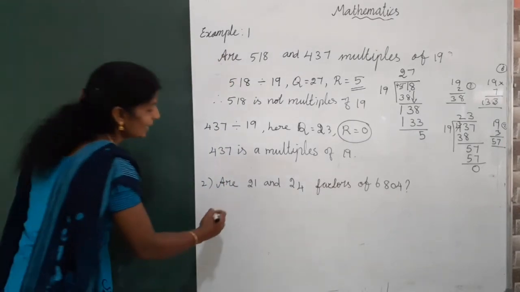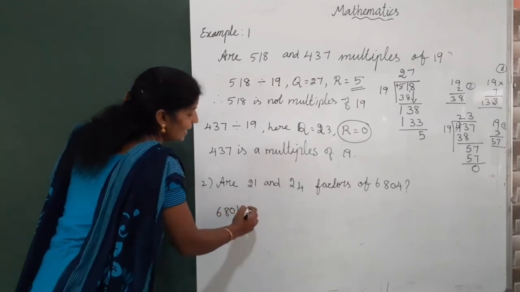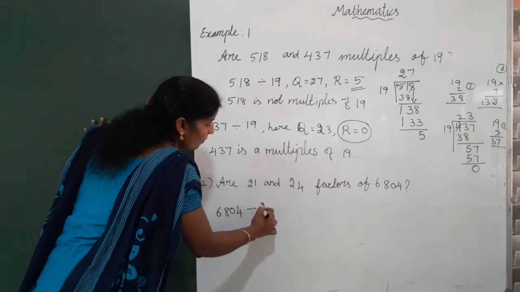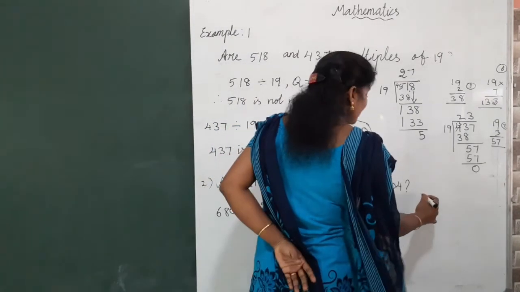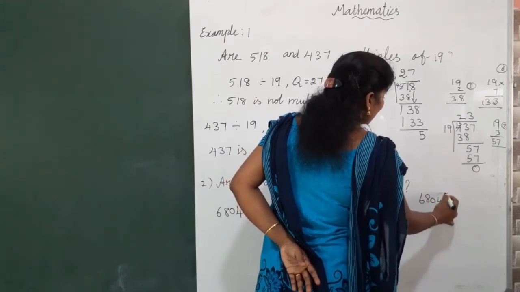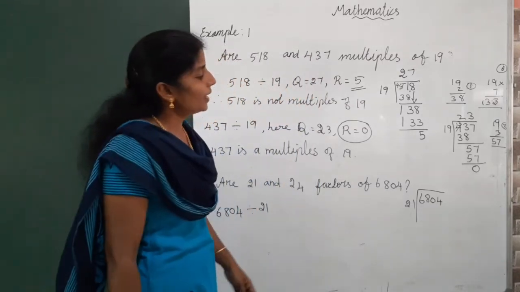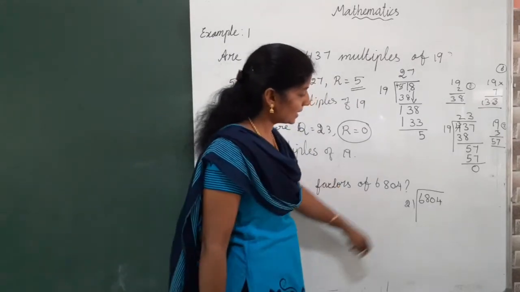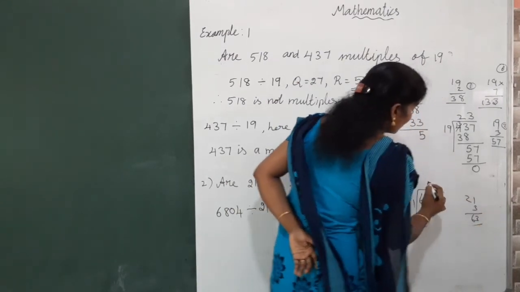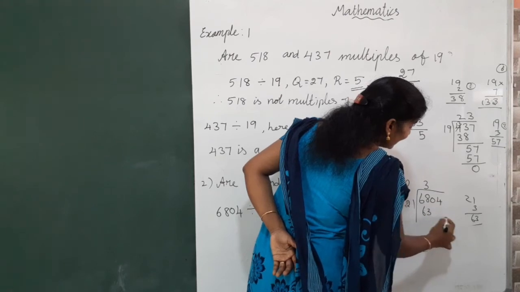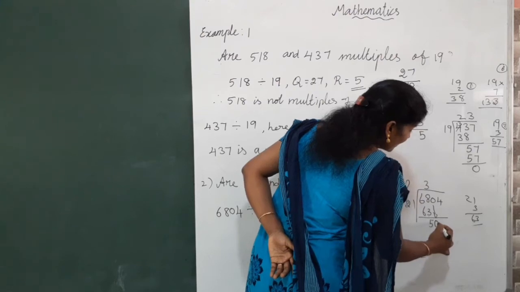6804. Now we can check. 6804 is divided by 21. 21, 3 times means 63, isn't it? 21 into 3, 63. So 3 times 63, then again 8 minus 3 is 5, then we can write this 0 down.